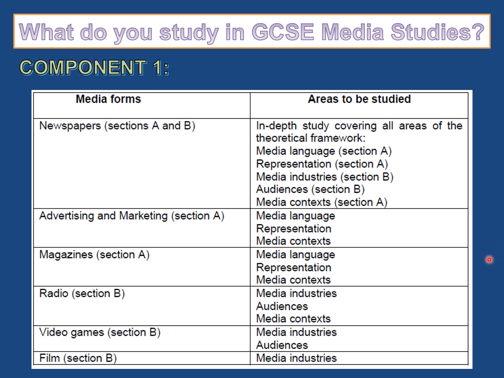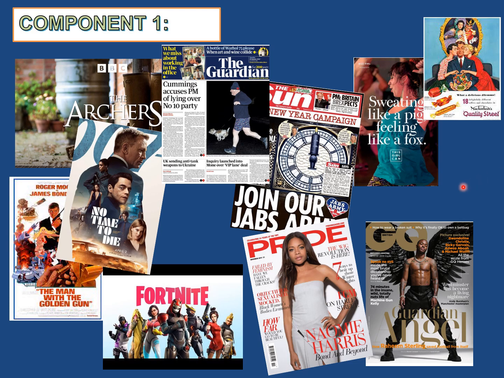So let's have a little look at how the course is broken down in terms of your components or your units. Well, you will be studying all of those things from the previous slide through a range of set texts. So component 1 means your examination 1, okay, your first exam of 2. And on that exam, you will be answering questions on these different media forms. And what that will look like in practice is studying this range of set texts here.